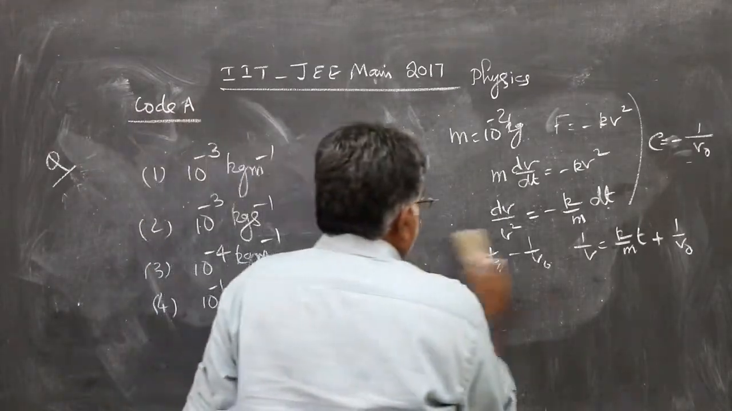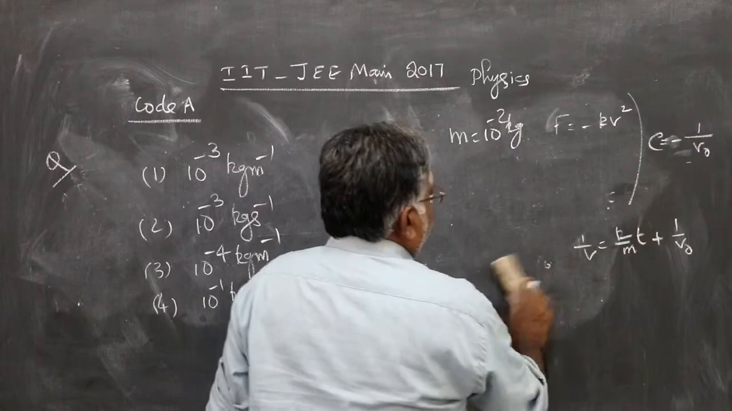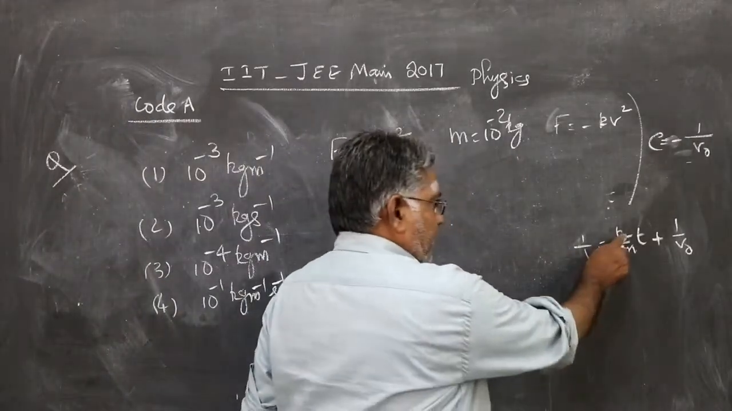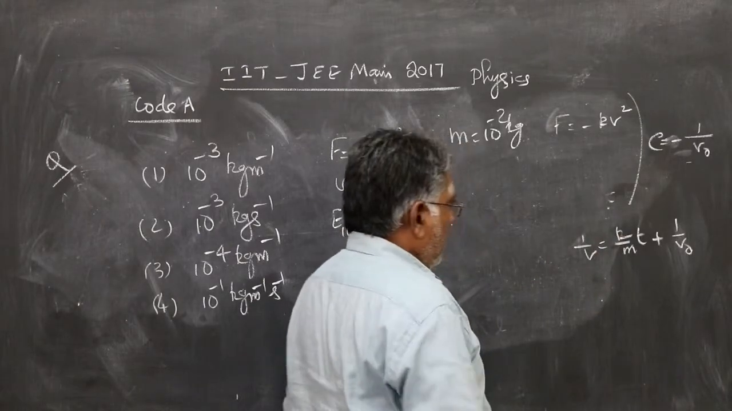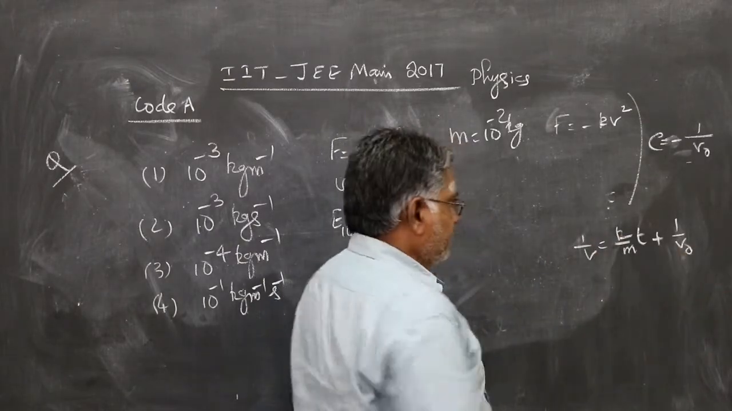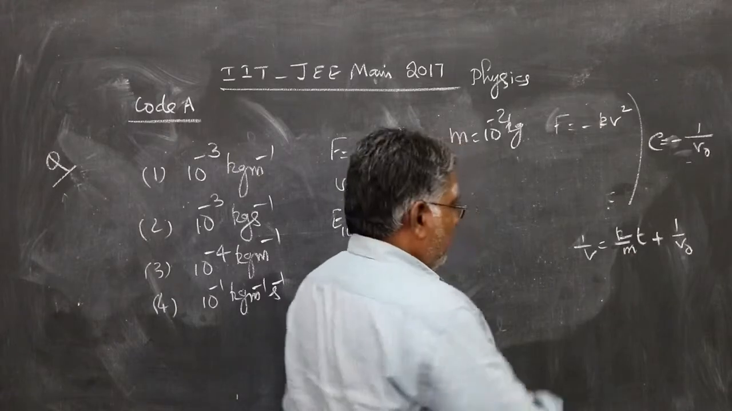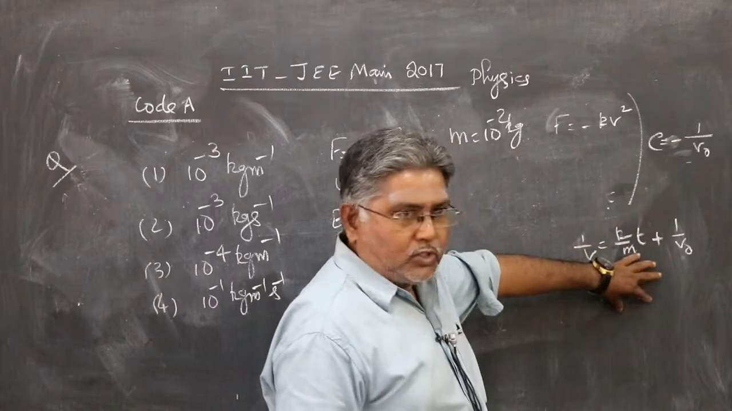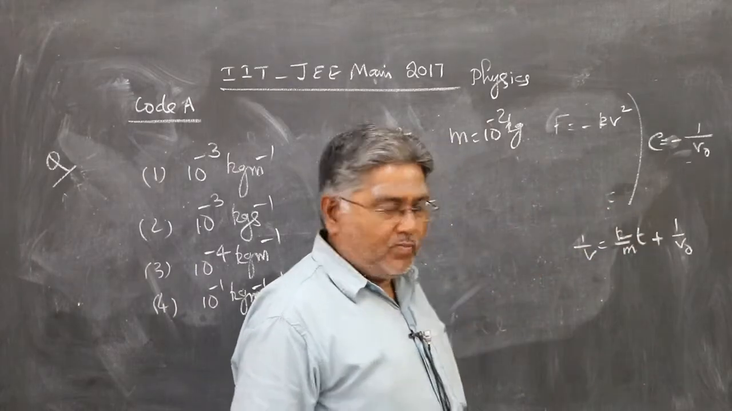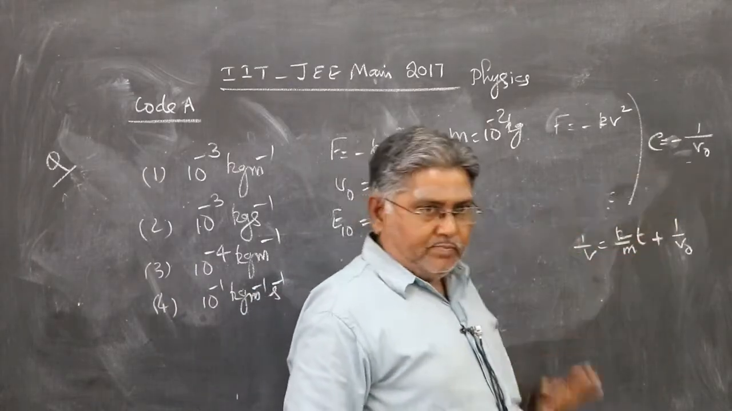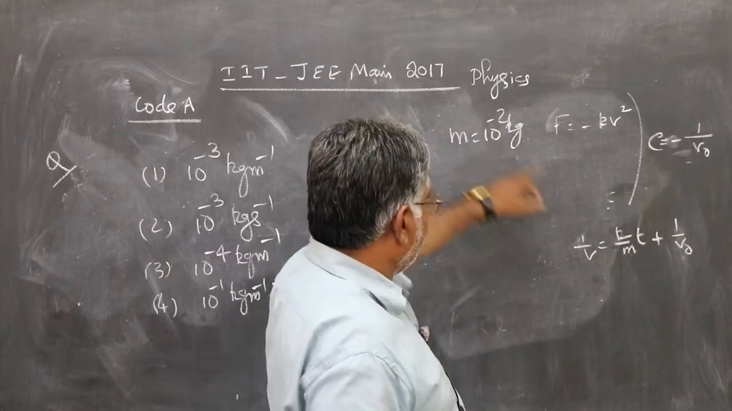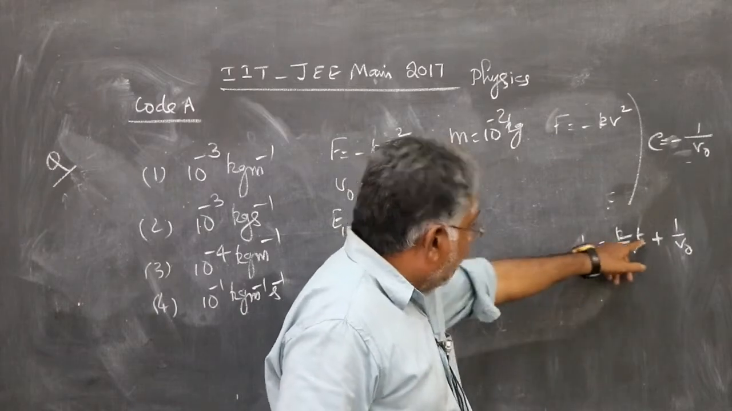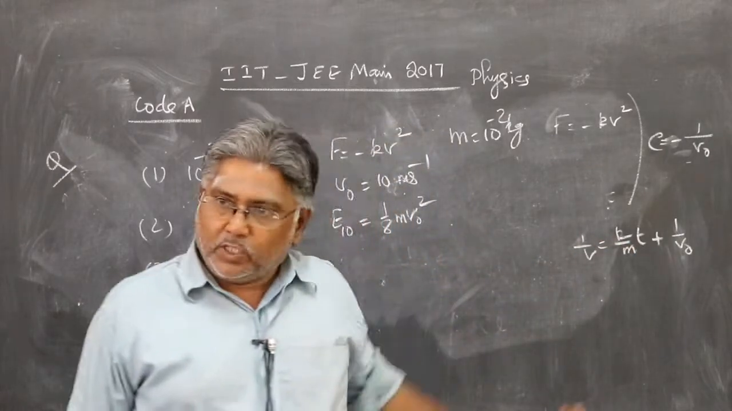Okay? Now we see how to proceed further. You are supposed to find k. V0 value you know, m value you know. Provided if you know t and V, you can plug in those two data, you will get k. You know V0, 10. You know m, 10 power minus 2 kg. You're supposed to find k. Provided if you know t and the corresponding V, substitute, you will get k.